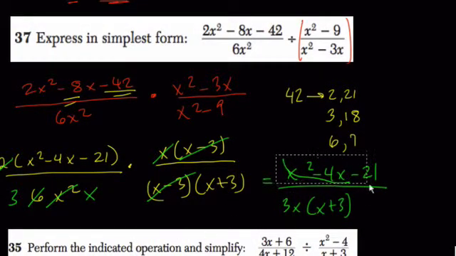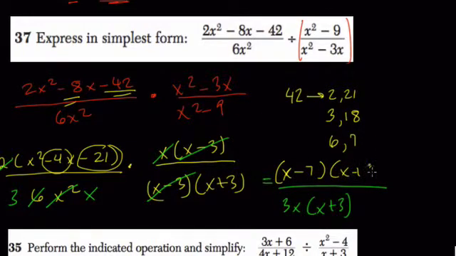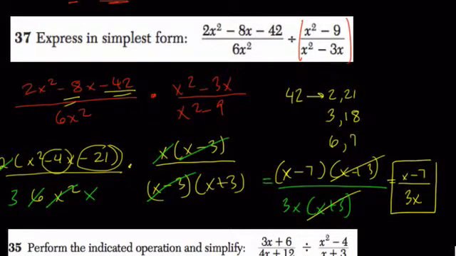Let me just clear this off here. Okay. Well, factors of negative 21 that add to negative 4. Well, I know that negative 7 times positive 3 is negative 21. And if we add them, we do get negative 4. So we can say x times negative 7 and then x times positive 3. Right? This will actually give us that quadratic. But notice the x plus 3's cancel out. And what are we left with? We have x minus 7 over 3x, our simplest form.